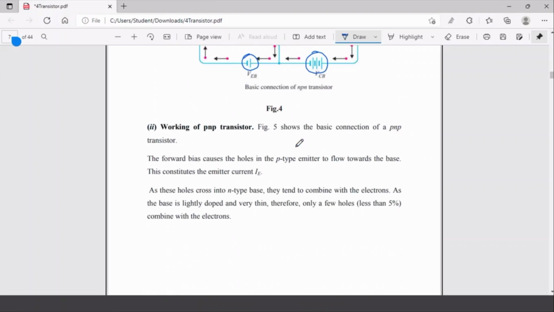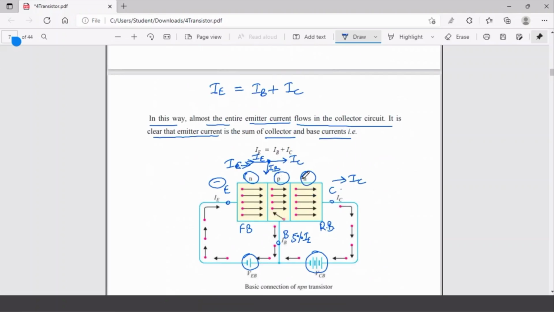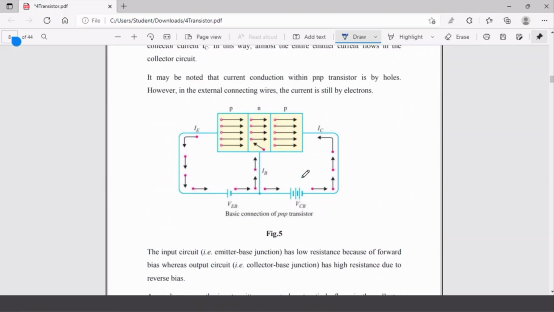Similarly, what happens for a PNP transistor? PNP means just the opposite here. I'll show you the figure. So this is the PNP transistor. This is P, this is N, and this is P here. Forward bias. Here it should be reverse bias. Forward bias means P should be connected to positive. Reverse bias means N should be connected to negative. Here also reverse bias means P connected to negative and N connected to positive.